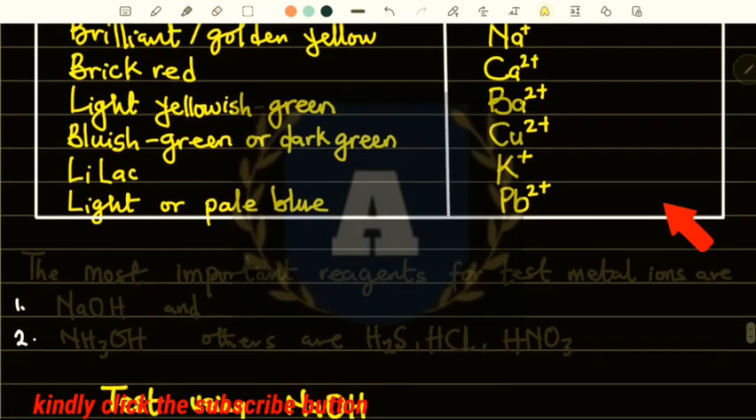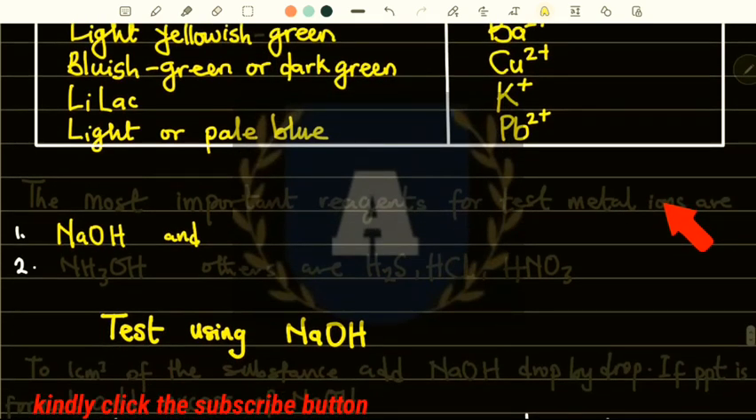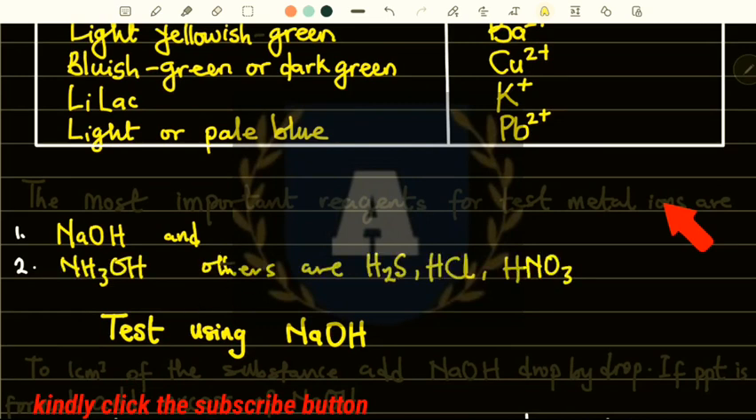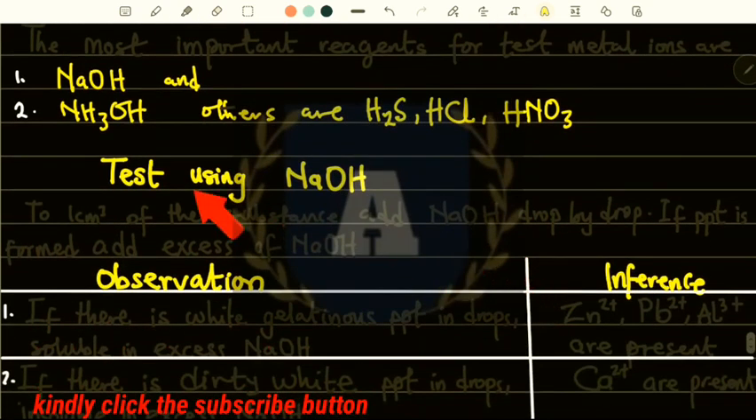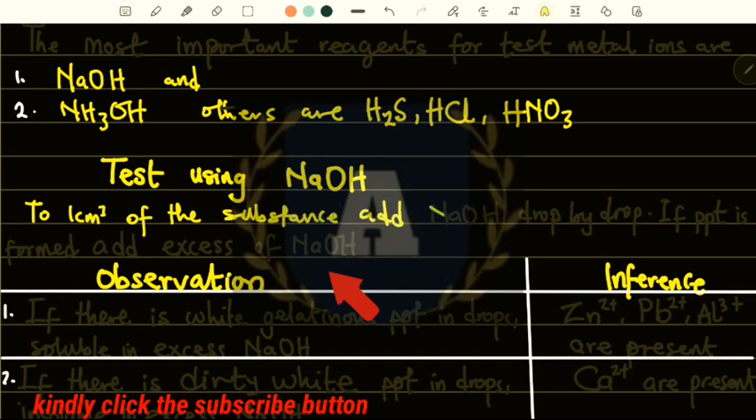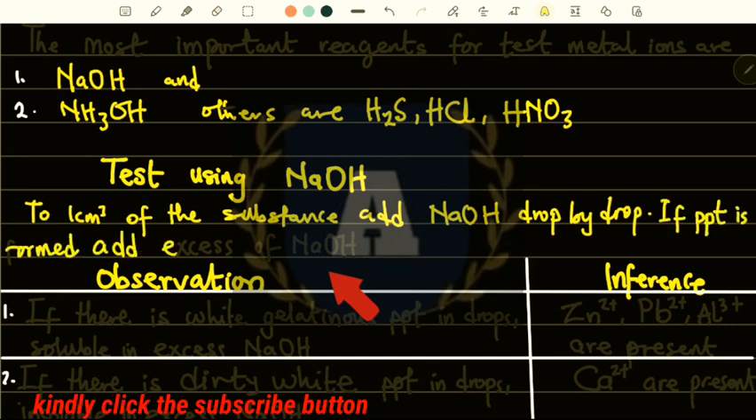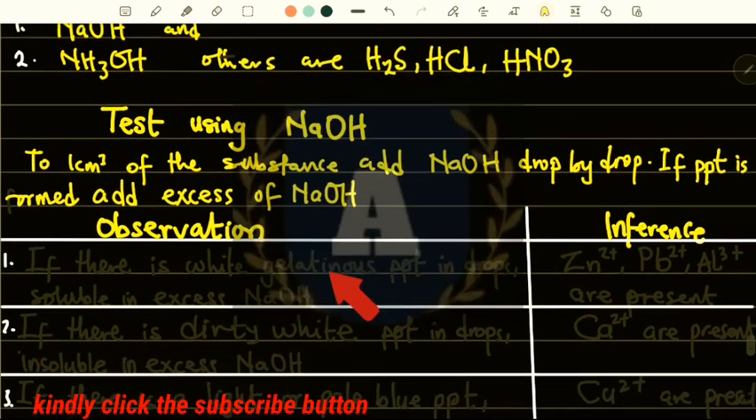The most important reagents for testing metal ions are very important also: sodium hydroxide and aqueous ammonia. Others are hydrogen sulfide, HCl, and HNO3. So, test using sodium hydroxide now, very important. To a 1 cm cube of the substance, add sodium hydroxide drop by drop. If a precipitate is formed, then add excess sodium hydroxide.